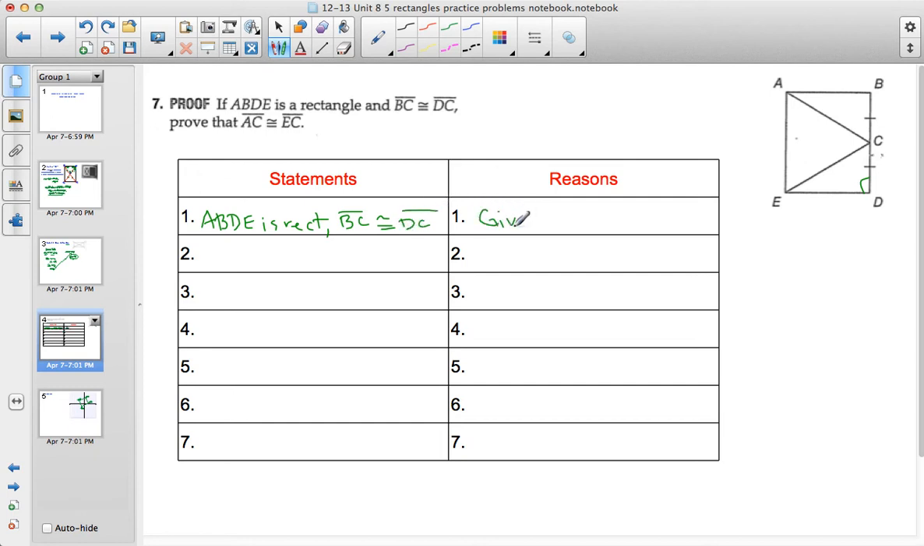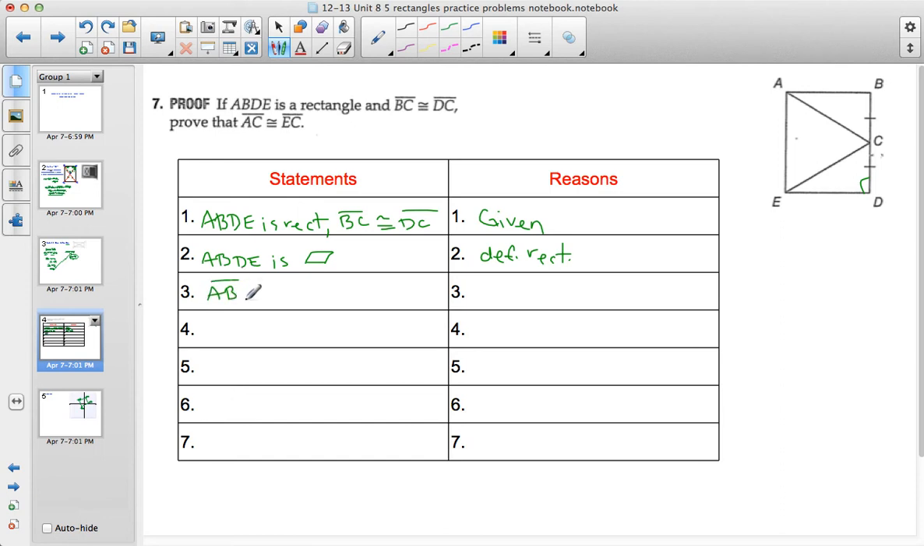Okay, next I can say that ABDE is a parallelogram. And I'm going to just draw the symbol for a parallelogram. And that is based on the definition of a rectangle, because the definition of a rectangle tells us that rectangles are parallelograms. So because it's a parallelogram, then I can say that AB is congruent to DE.